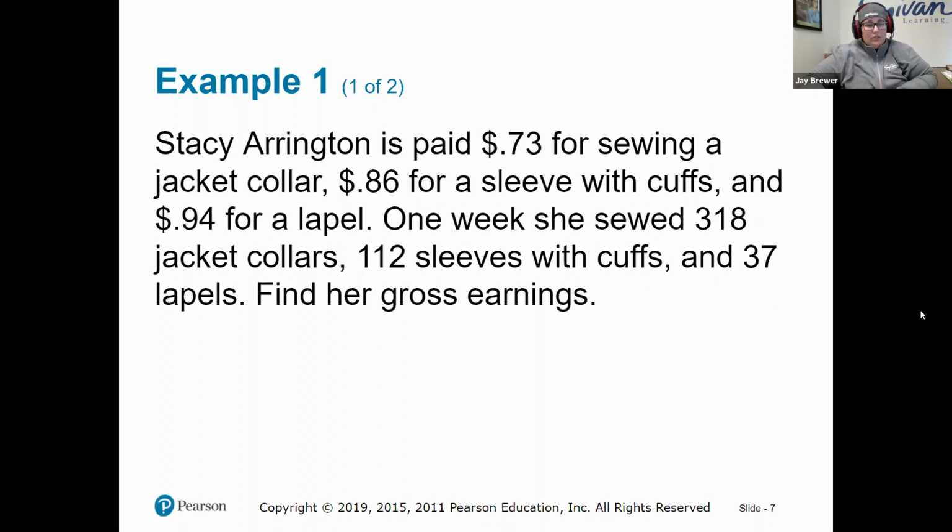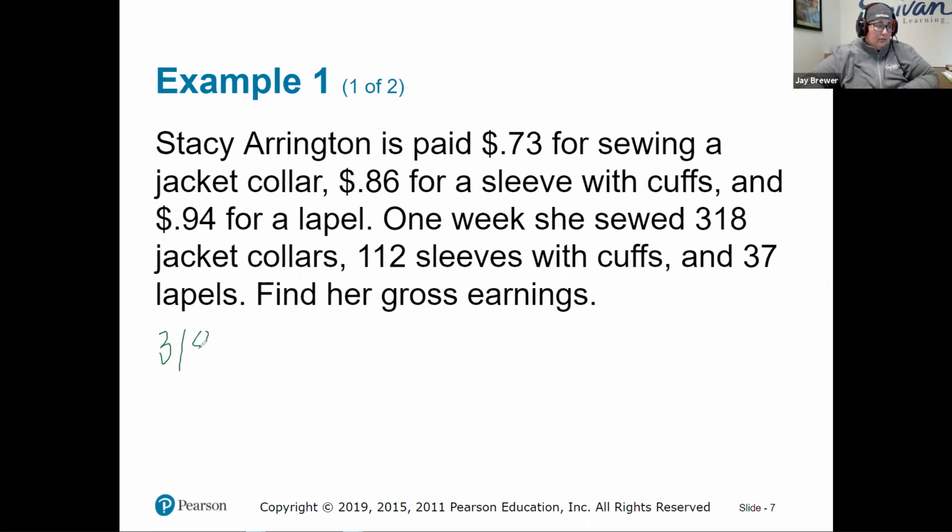Find her gross earnings. I'm not going to lie to you guys, they come up with the absolute weirdest examples for us to work on. So weird. I'm sure there is a seamstress out there who has had to do a similar job to this, but I just think it's an interesting problem. So what we're going to do is match everything up, multiply them together, and add them.